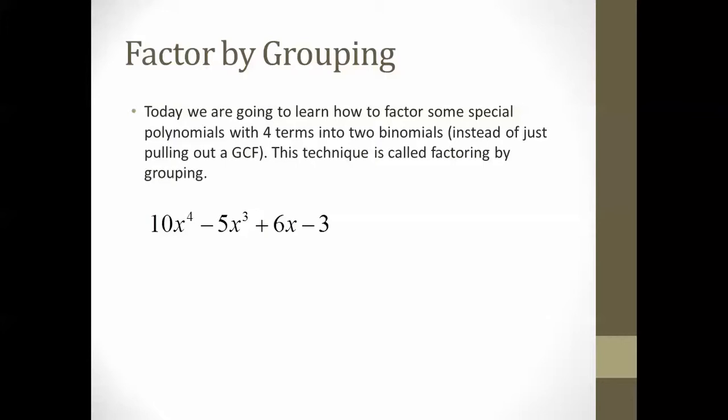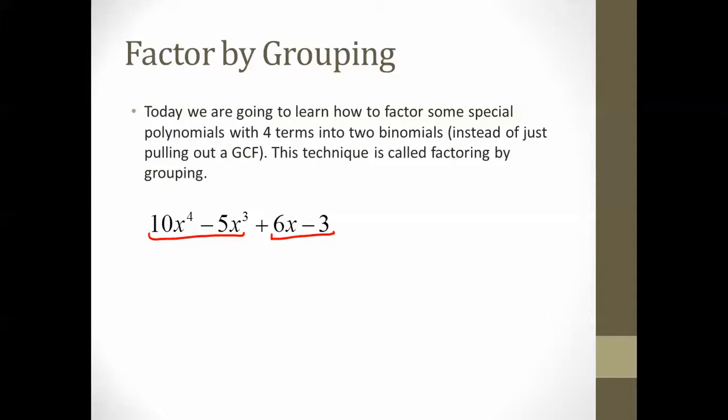called factoring by grouping. So if we look at this first polynomial, 10x to the 4th minus 5x cubed plus 6x minus 3, the first thing I notice is that it is in standard form, which is a good thing when you're factoring by grouping. So what I'm going to do is pair up the first 2 terms and the last 2 terms. For each pair, I'm going to simply factor out a GCF.